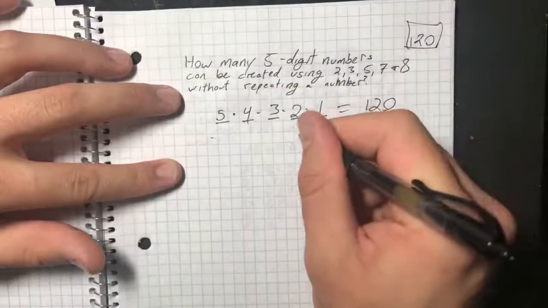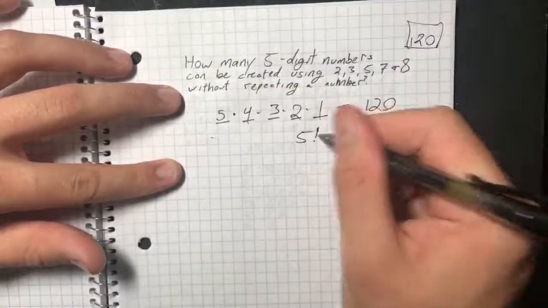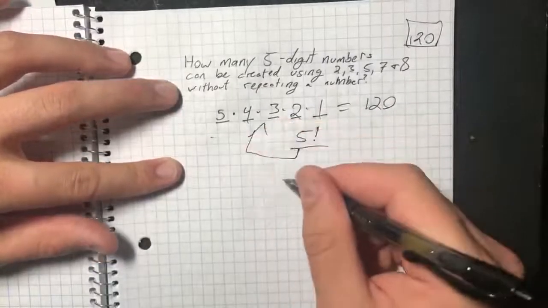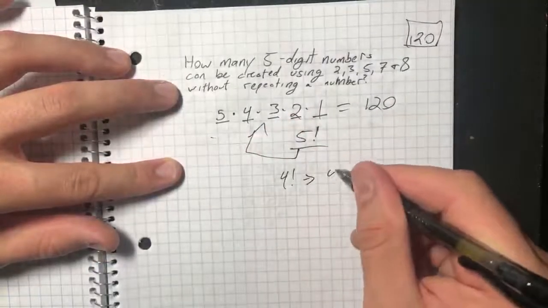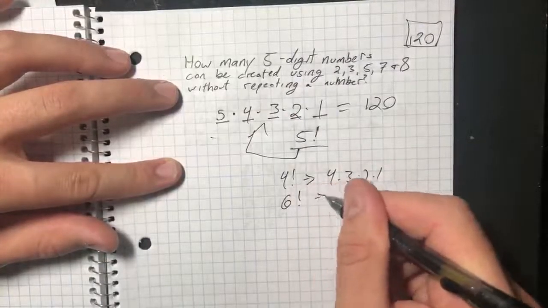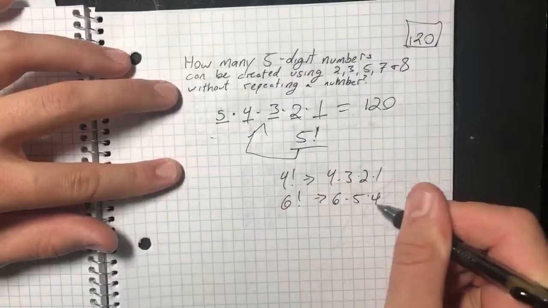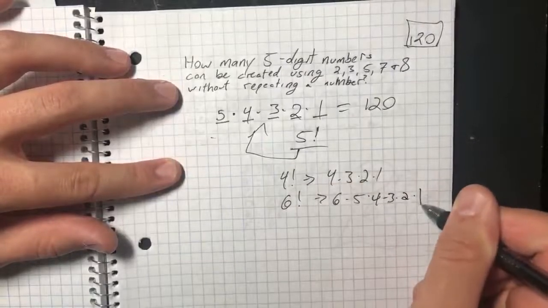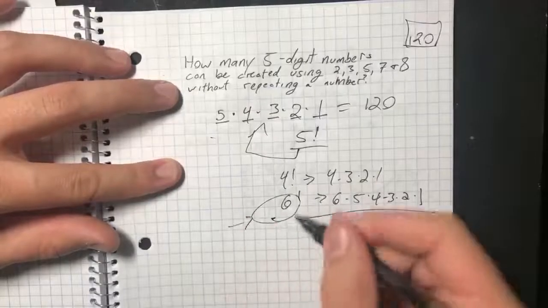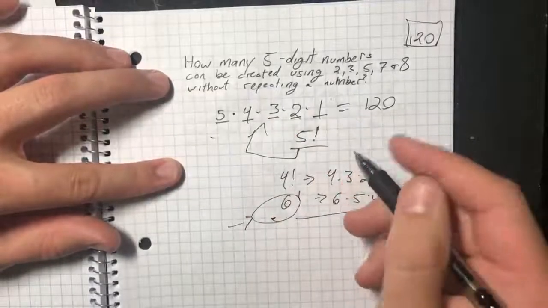Some people in the chat were writing 5 exclamation mark, and that is 5 factorial, which is basically this. 4 factorial is 4 times 3 times 2 times 1. 6 factorial is 6 times 5 times 4 times 3 times 2 times 1. And this type of thing, the factorial, is super useful if you have no repetition.